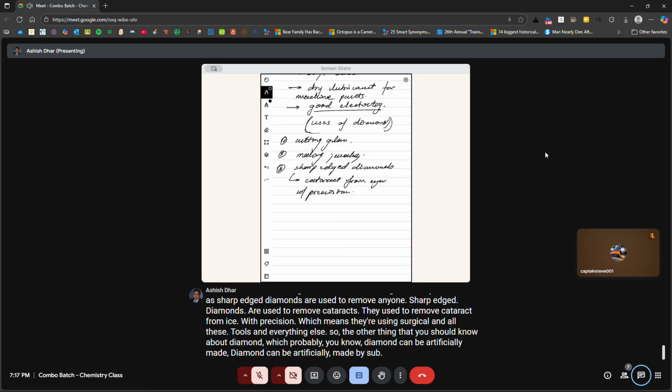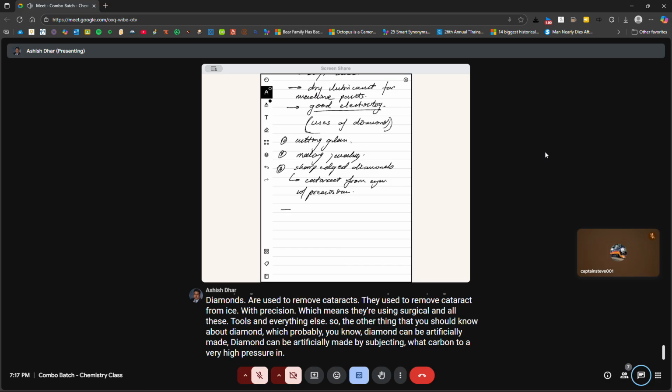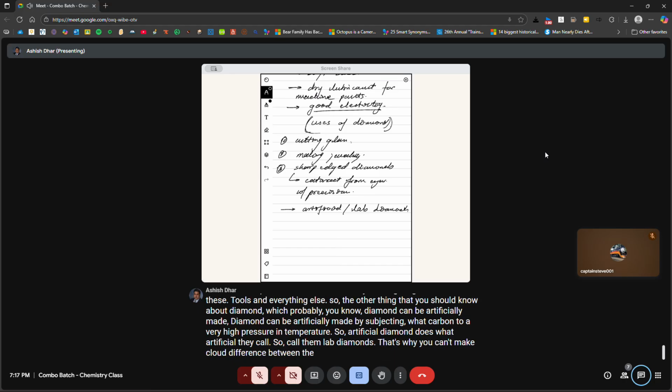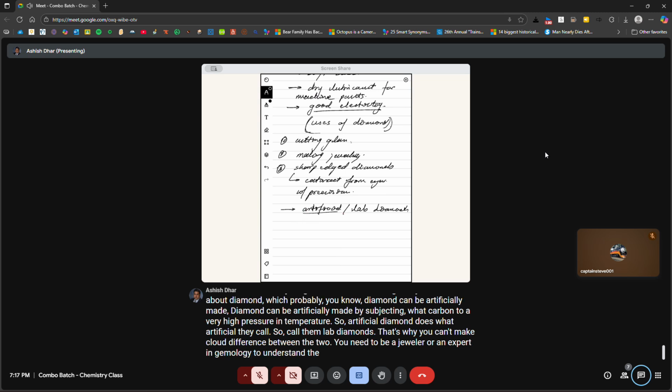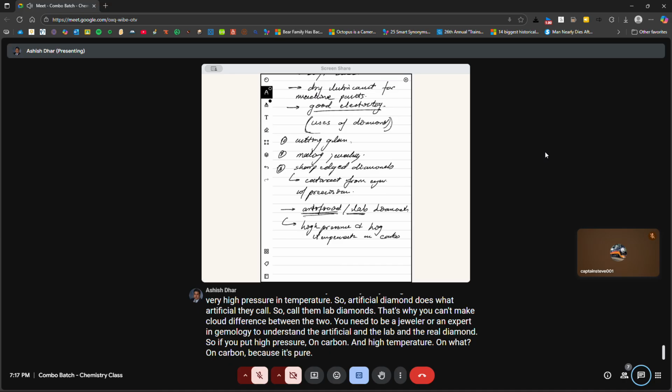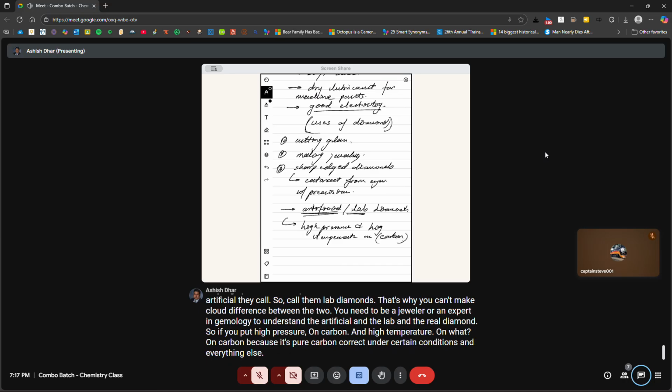The other thing that you should know about diamond is that it can be artificially made. Diamond can be artificially made by subjecting what? Carbon to a very high pressure and temperature. They also call them lab diamonds. That's why you can't make out the difference between the two. You need to be a jeweler or an expert in gemology to tell the artificial, lab, and real diamond apart. So if you put high pressure and high temperature on carbon, because it's pure carbon, correct? Under certain conditions, you can make an artificial diamond.